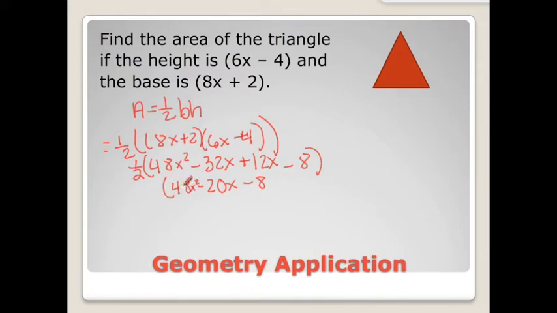Now we have to multiply all of this by 1/2. Or it's like we're dividing the entire equation by 2. So 48 divided by 2 would be 24, so this would be 24x squared. And 20x divided by 2 would be 10x. And then negative 8 divided by 2 would be negative 4. So my final answer would be 24x squared minus 10x minus 4.